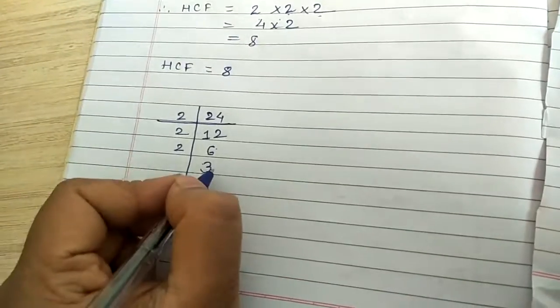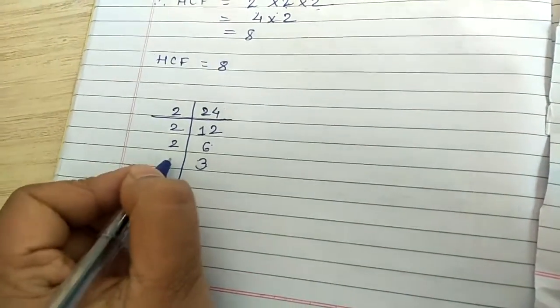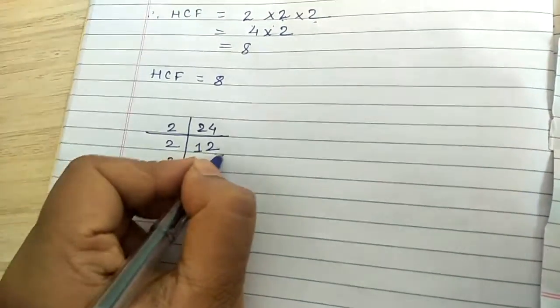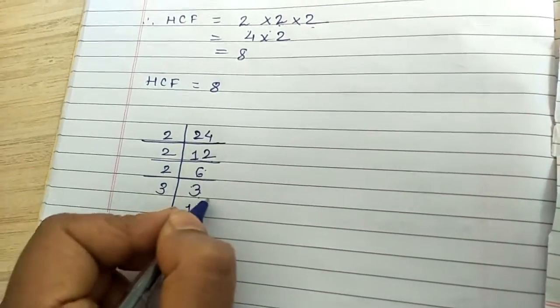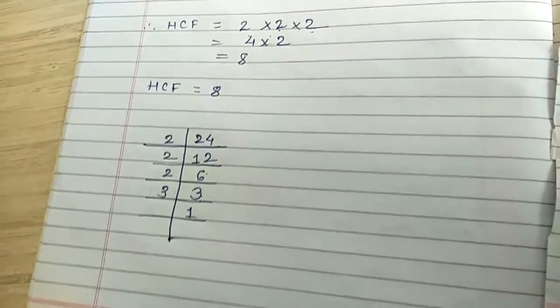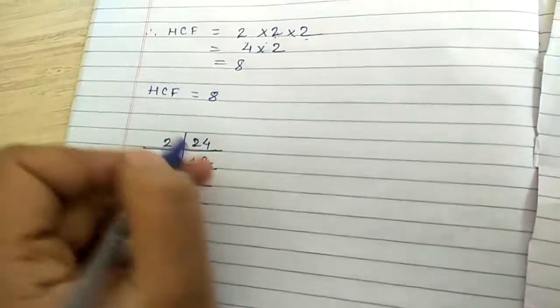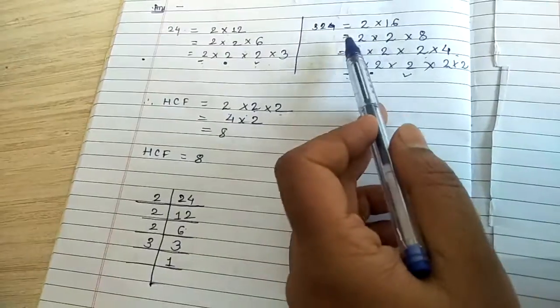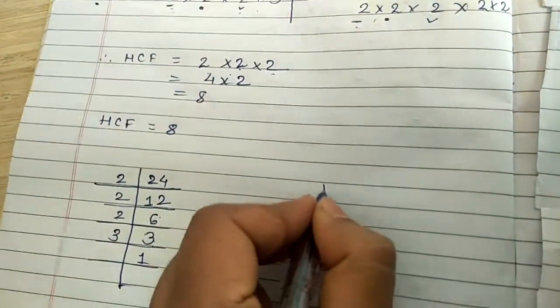Now here the 3 is there, so 3 we can't divide by 2. So we are going to divide this 3 by 3. So 3 divided by 3, it is 1. Clear? So here we are getting the factors of 24. Now on this side we are going to find the factors of the next number. It is nothing but 32.